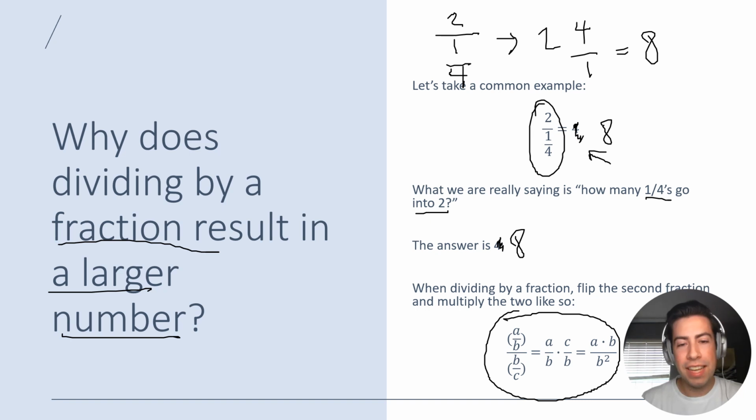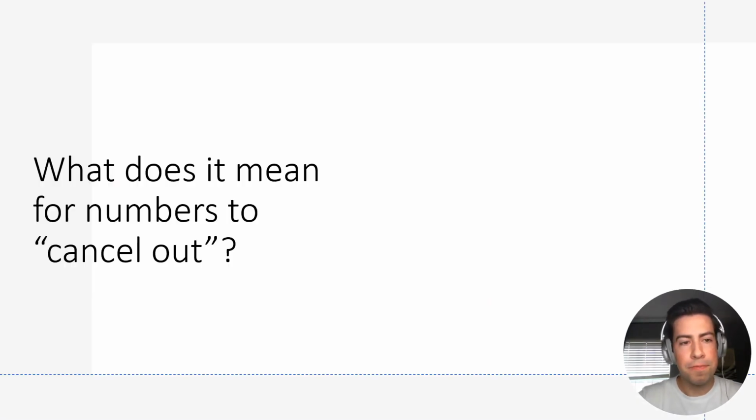And you're basically going to take this fraction on the bottom, and you're going to flip it. And then you're going to multiply the flipped version by this top version, okay? So that's going to be our final answer. So hopefully that makes sense.